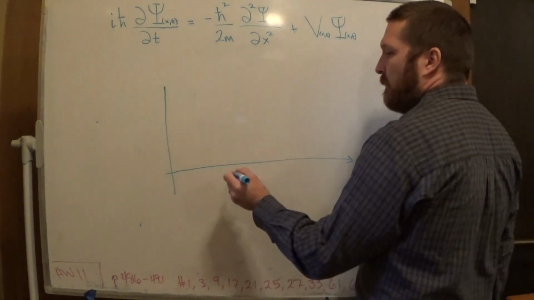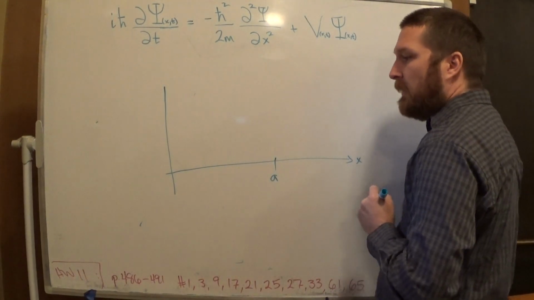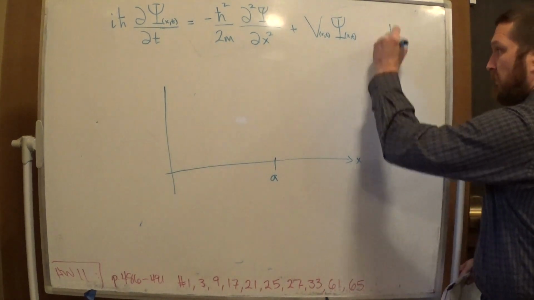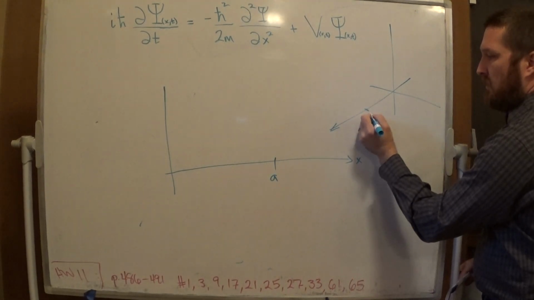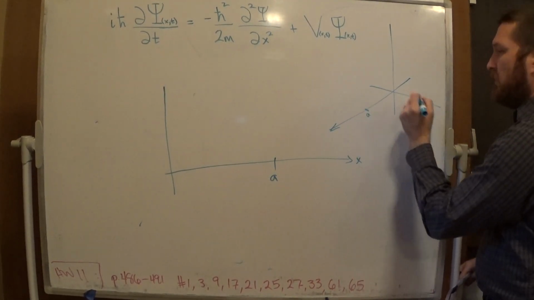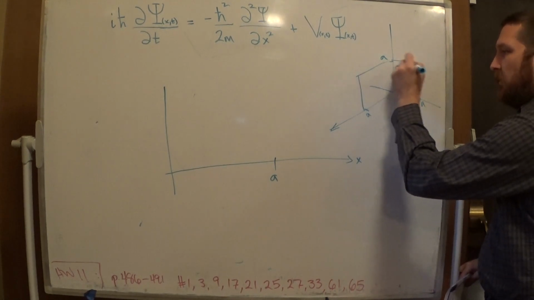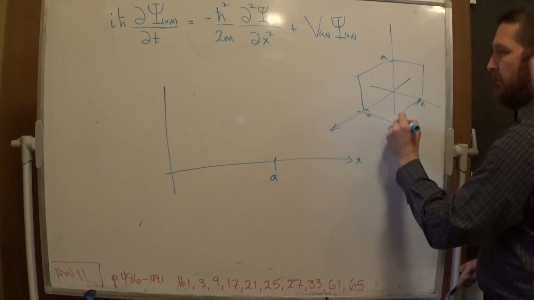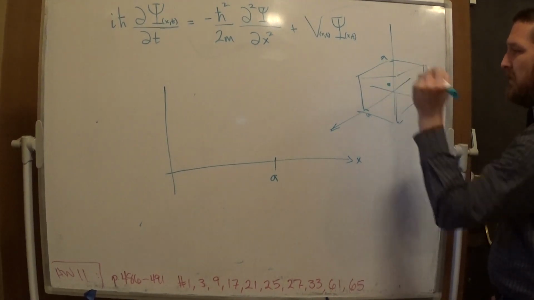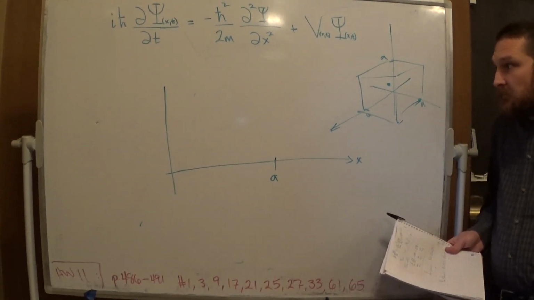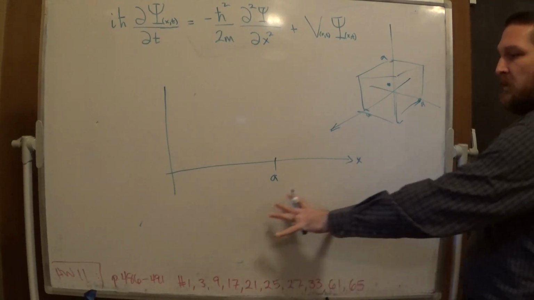And let's say our box is A units long. Now we could do this in 3 dimensions, right? Where we say it's A units this way, A units this way, A units this way, and now we have a box and we're putting our particle in it. Everybody see that? We have some particle somewhere in the box and we want to know what it's doing. But right now we're just going to look at 1 dimension of that box.